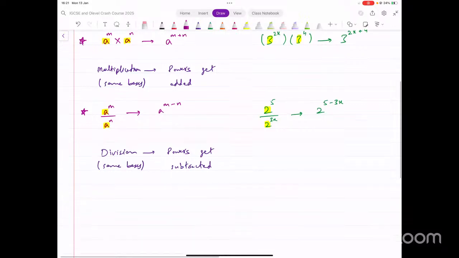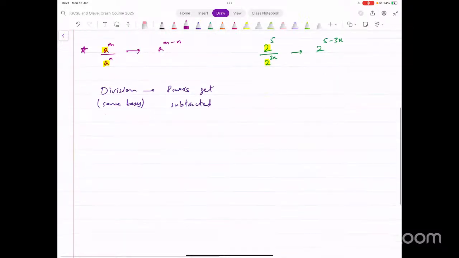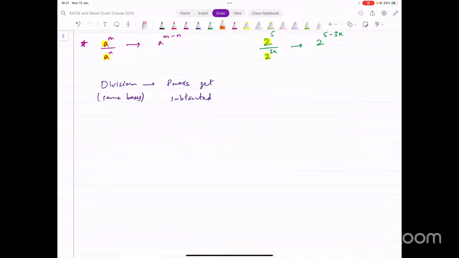Now, let's think about this. Let's say you've got 4 raised to power x plus 4 raised to power 3. How do you apply these rules here? Any idea? What do you get as a result of this? 4 raised to power x plus 4 raised to power 3. Can you simplify this? If you apply this rule, does this work?